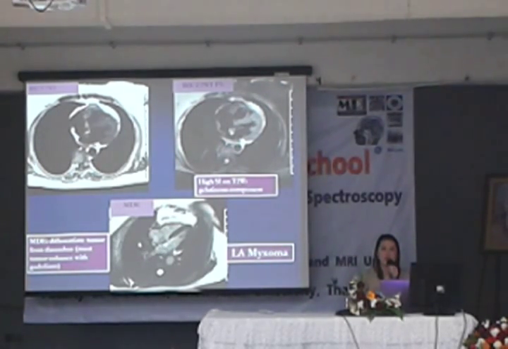We use myocardial delayed enhancement to differentiate tumor from thrombus because the tumor will enhance and the thrombus, or blood clot, will not enhance after injection of contrast medium. So this patient has left atrial myxoma, which is the most common benign cardiac tumor.